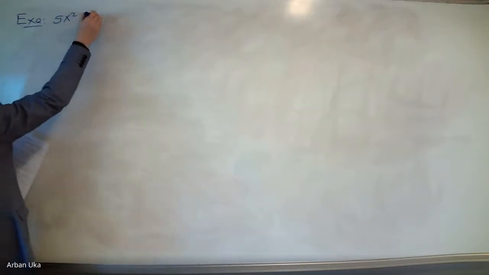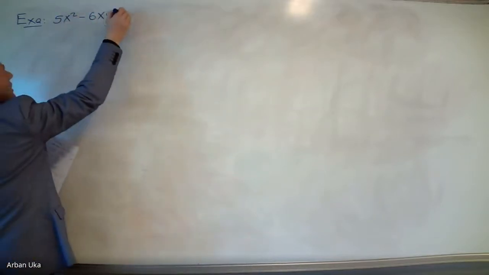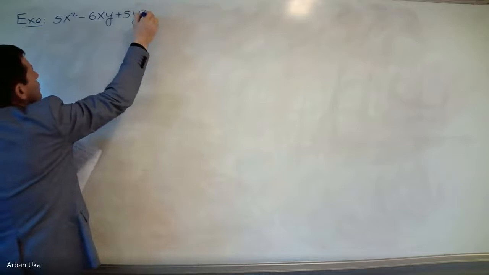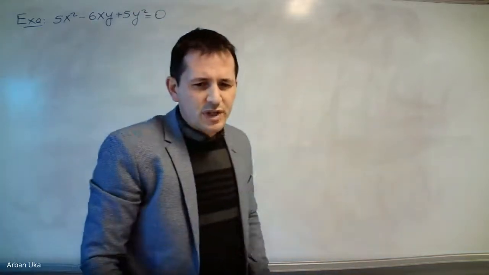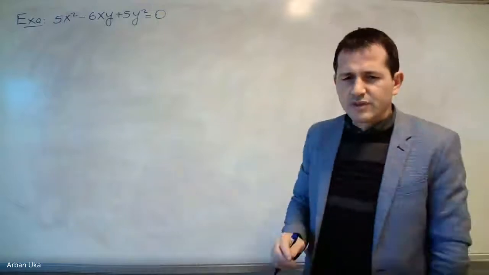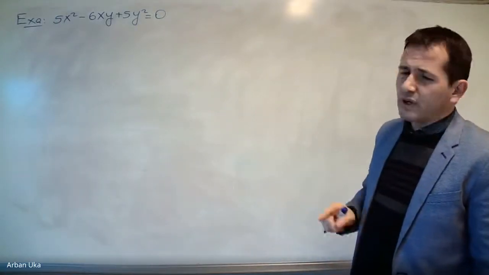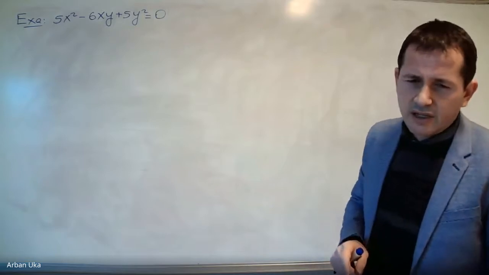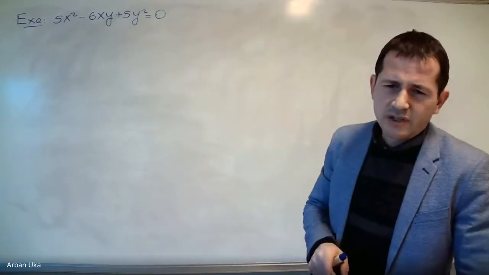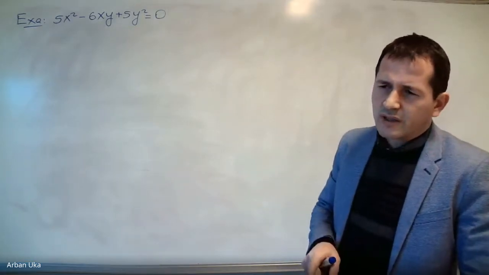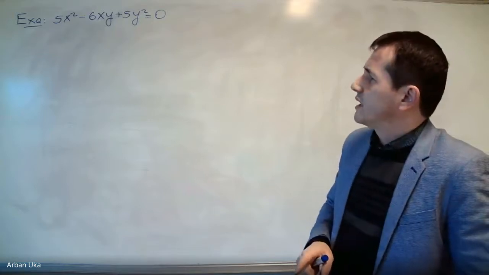Which is the following. Assume that we have an identity which is written as this: 5x squared minus 6xy plus 5y squared. This is equal to 0. So what we see here, we have an expression which is nonlinear, because we have x and y which are to the power 2. In linear algebra, we want all the variables to be to the power 1. That is why we consider it to be linear algebra.